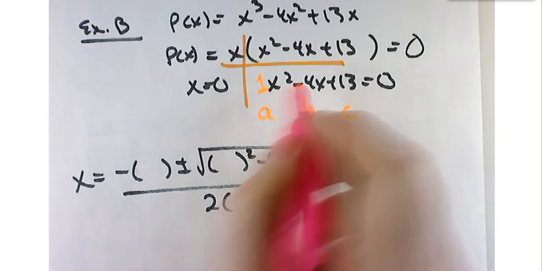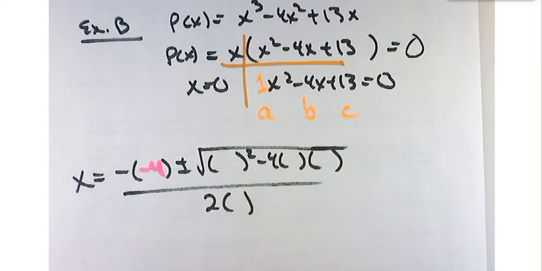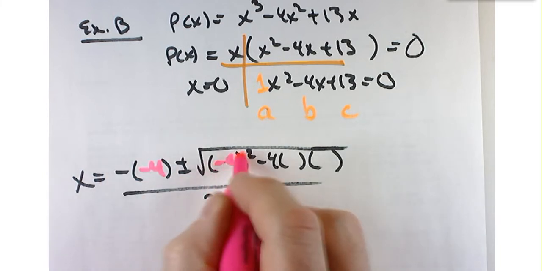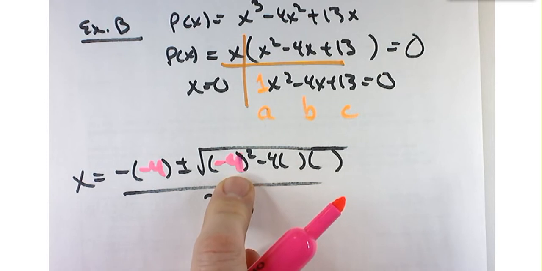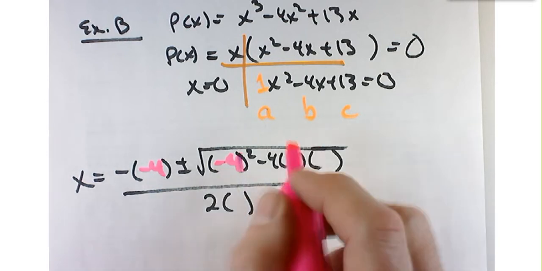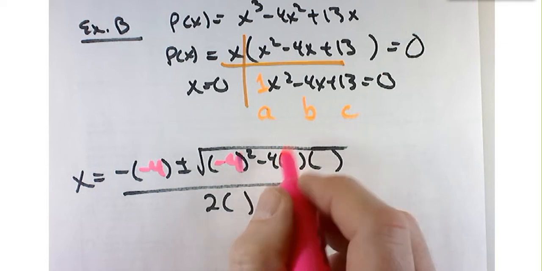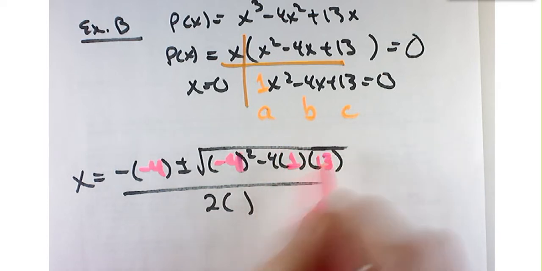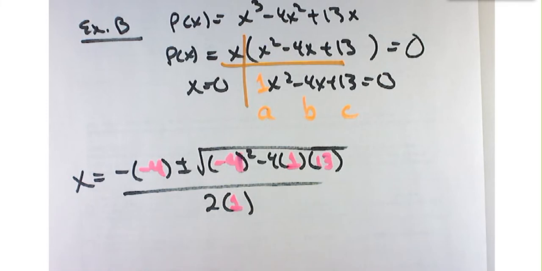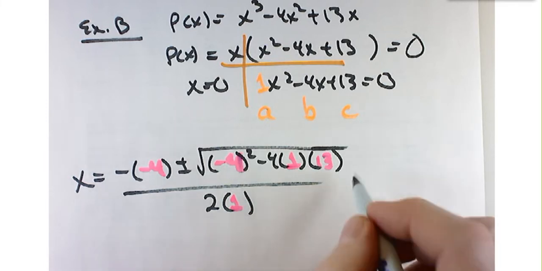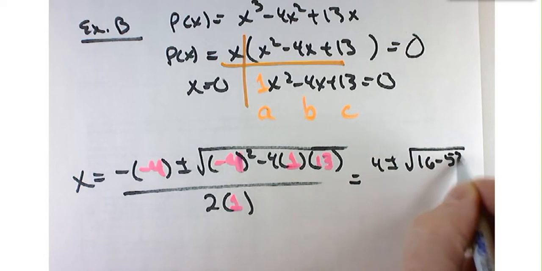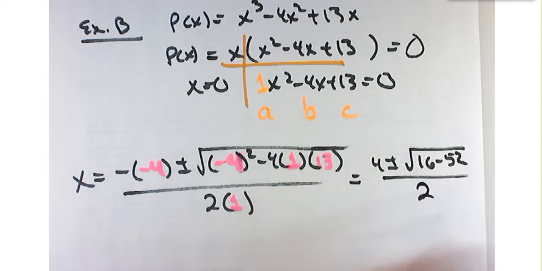So it's the negative of negative 4. Really easy to miss that double negative unless you're being careful with the parentheses. Negative 4 squared should give you positive 16, not negative 16. Again, a mistake you're going to make without the parentheses. Minus 4 times a, which is 1, times c, which is 13, over 2 times 1. Lots of simplification here. 4 plus or minus the square root of 16 minus 52 over 2.